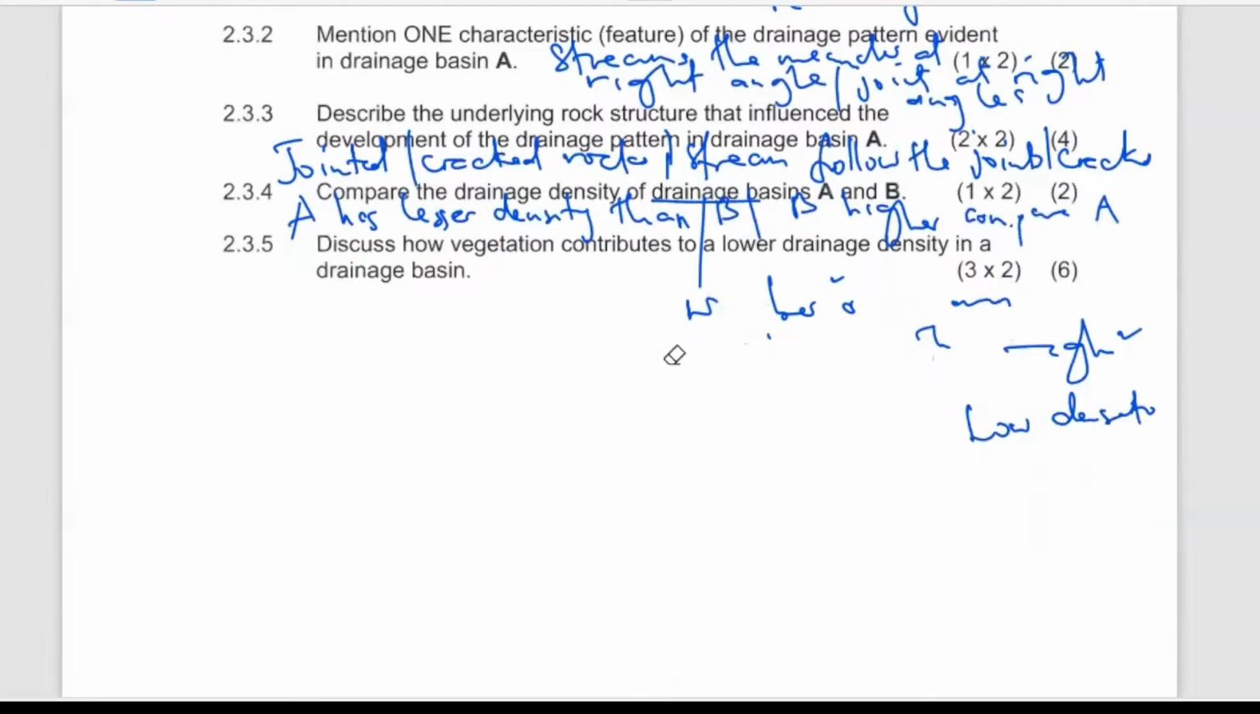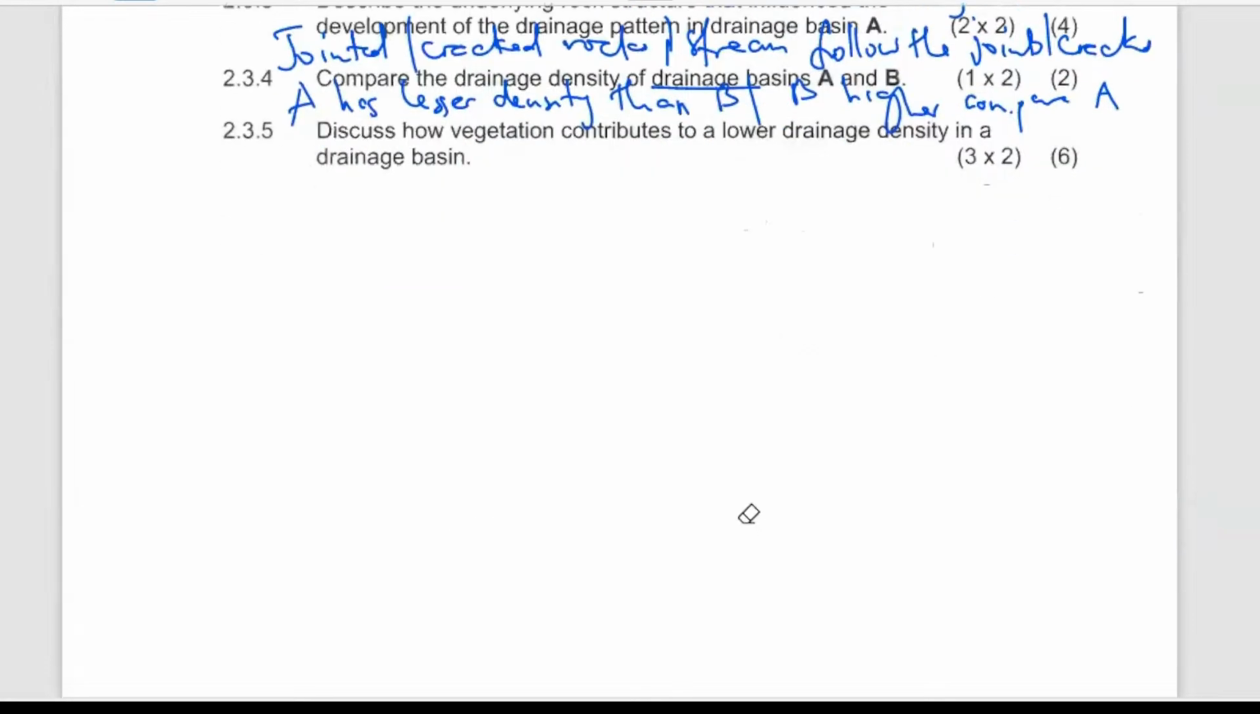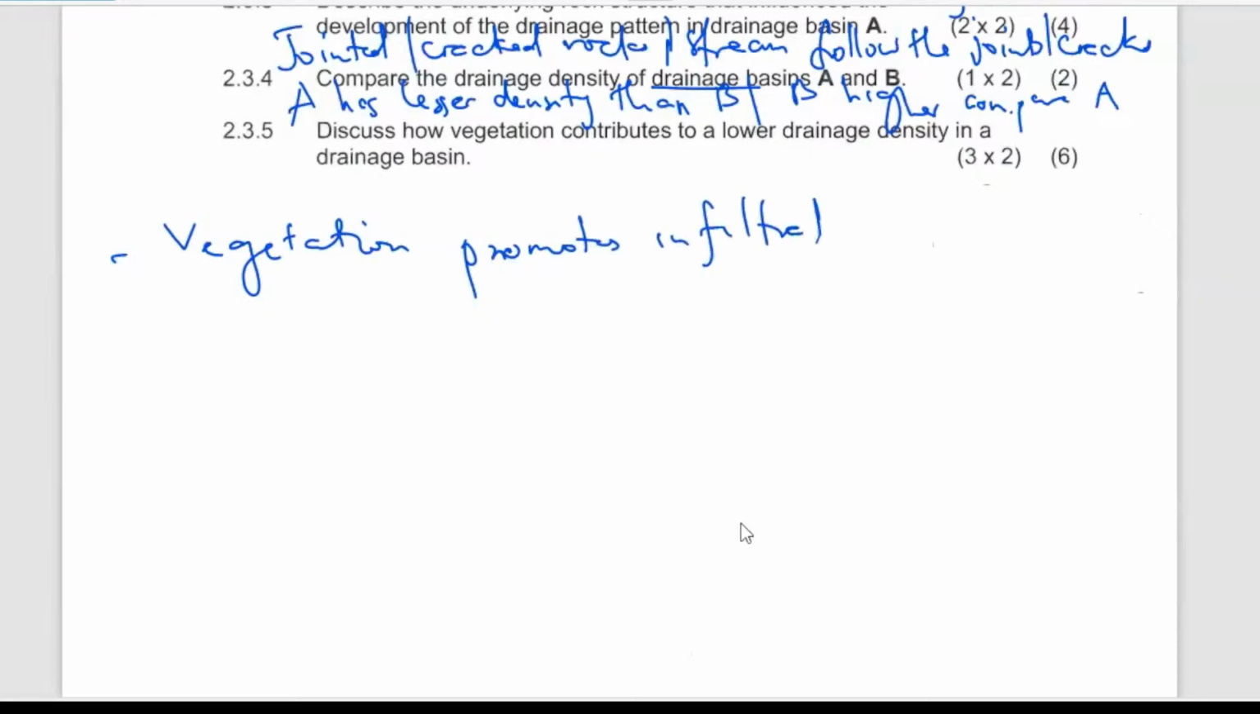Right, we are saying, discuss how vegetation contributes to a lower density in a drainage basin. How does vegetation contribute towards fewer streams developing in a given area? What is the implication of vegetation on drainage density? The first factor that you must know is that vegetation promotes infiltration, which means whenever we have vegetation in an area, that area is most likely to have high levels of infiltration and less runoff.